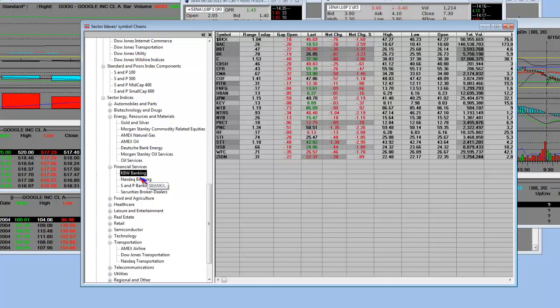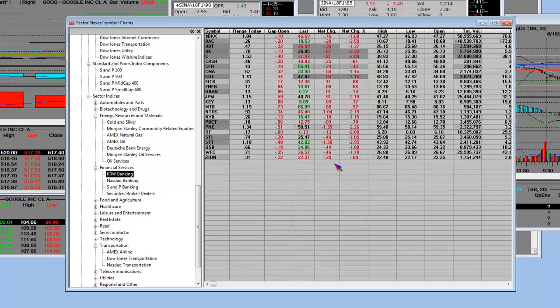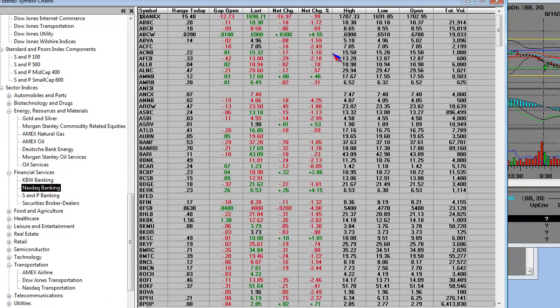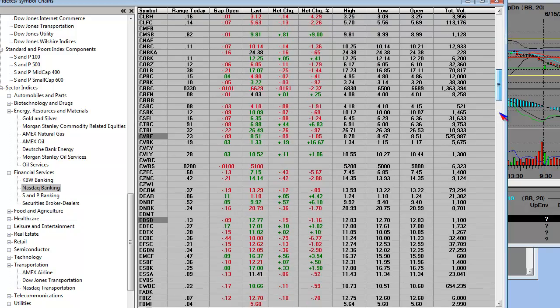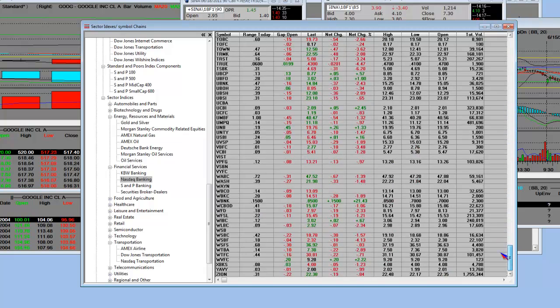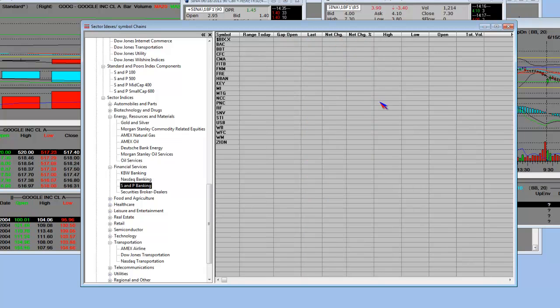And the KBW banking index, what a nice haircut for them. What about the NASDAQ banking index? It was so wonderfully red again. That's a bear tape today versus yesterday's bull tape. Bear and bull make markets. Bear and bulls create what? Opportunities. S&P banking, let's take a look at the S&P banking.